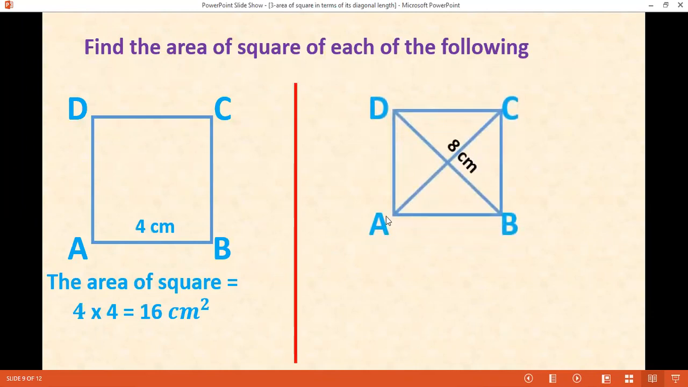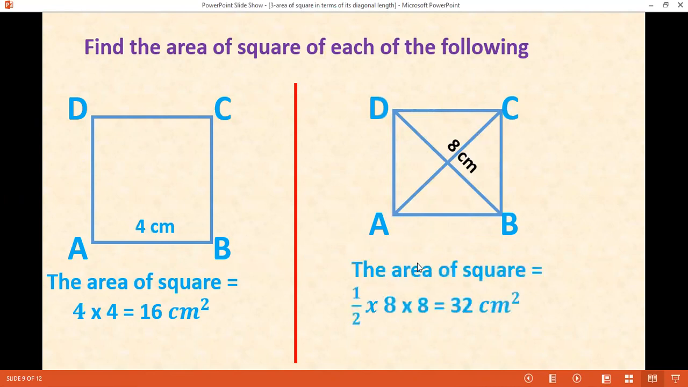Okay, and what is this? What I have here, I have diagonal. As we said, the diagonals of a square are equal. So I'm going to use only the diagonal twice. So the rule is equals what? Half by d by d. Okay, the area is half by d by d, and half by 8 by 8 equals 32 centimeter square.